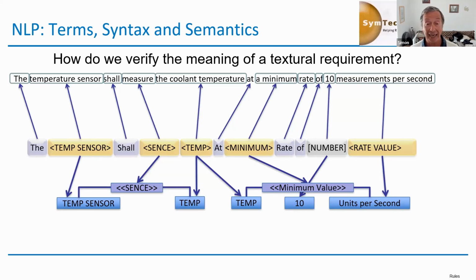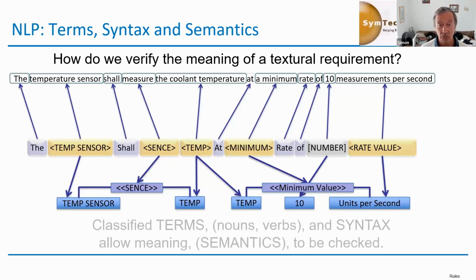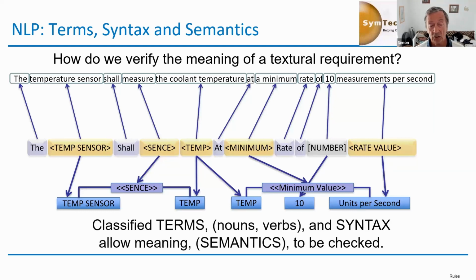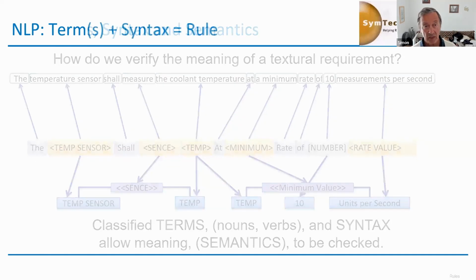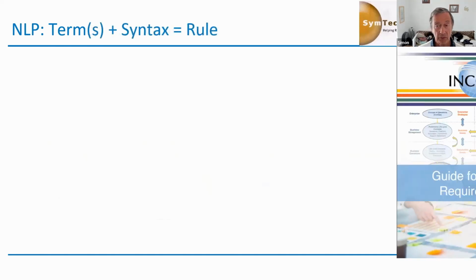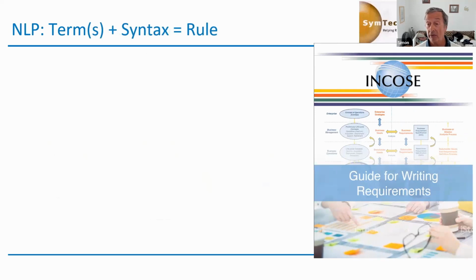In fact, ChatGPT is actually a model of language. That's all it is. And this then allows us to measure quality. But before we can do that, we need some rules, because it's not just that we've got our classified terms, we've got our syntax and our semantics. We can now check meaning, but what makes it good? So the rules that we're going to use are the INCOSE rules in the guide for writing requirements.